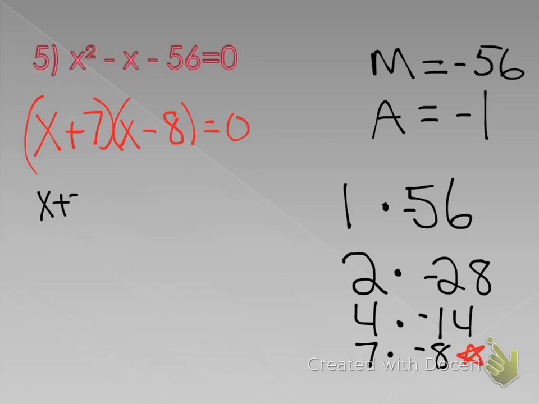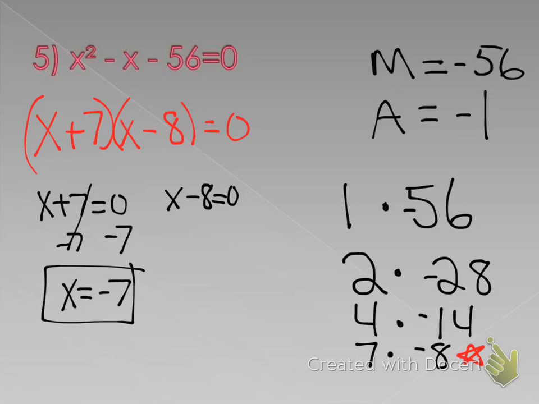Alright, so I'm going to do x plus 7 equals 0 and x minus 8 equals 0. In the first one, I subtract 7 from both sides. I get x equals negative 7. In the back, I add 8 to both sides, and I get that x equals positive 8. What are your questions?